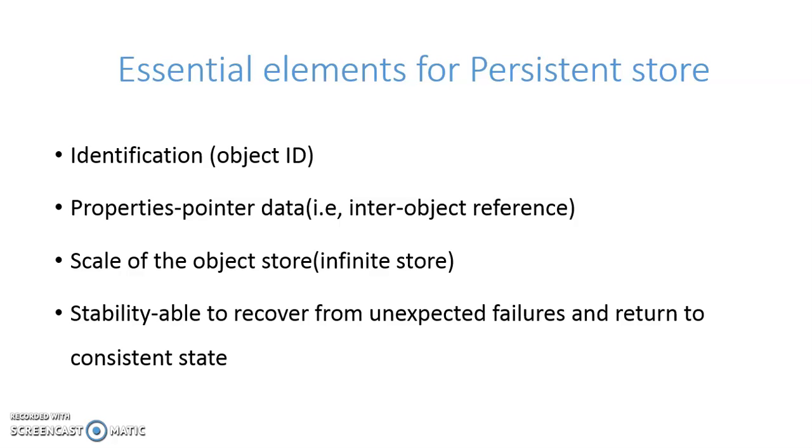These are some of the essential elements for persistent storage. We should always have an identification such as object ID. The second property is a pointer data, that is inter-object reference. Then we should have an infinite object store, and also scalability and stability to recover from unexpected failures and return to a consistent state. These are the essential elements for persistent storage.